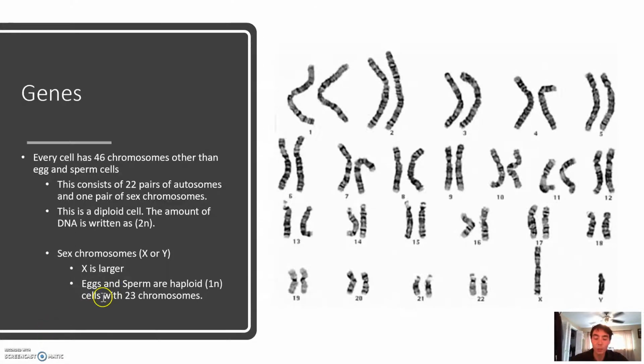So when an egg and sperm come together, they create a diploid, and the zygote has a set of 46 chromosomes with 22 matched pairs and one pair of sex chromosomes. The pair of sex chromosomes contains one sex chromosome from the mother and one from the father. So here on the right we can see the 22 pairs of autosomes, and then the X and Y chromosomes. So this is a diploid right here.